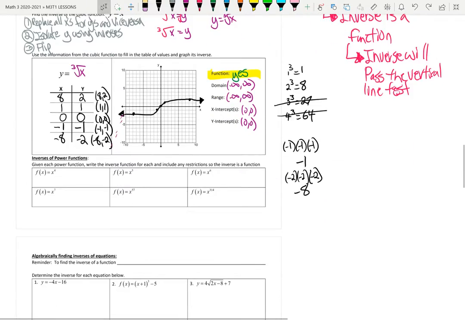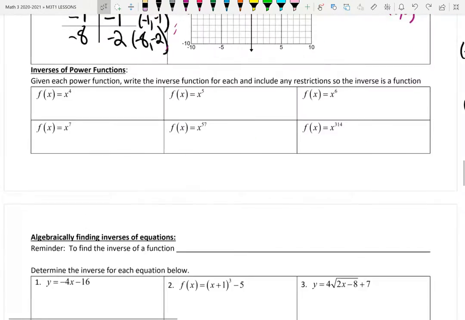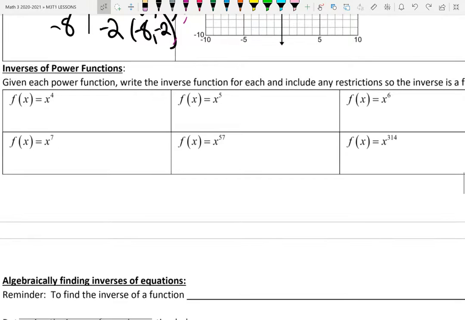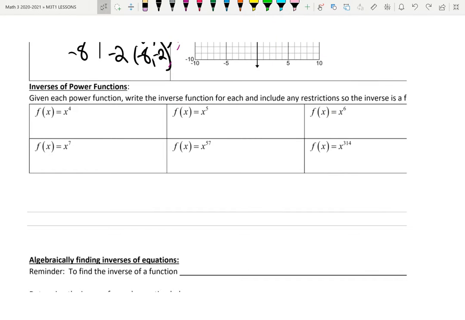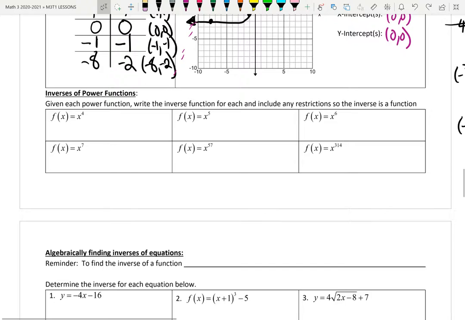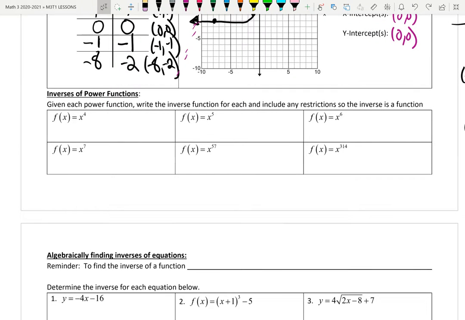Okay, let's do a couple more examples. So the inverses of power functions. Given each power function, write the inverse of each and include any restrictions so that the inverse is a function. So this restriction part is going to come from when we're dealing with evens. When you're dealing with even powers, you're going to need to do a restriction. Oh, the first one is even.